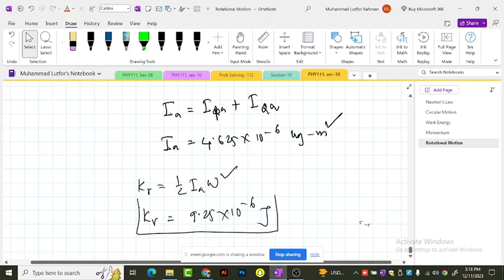That amount of energy will be required to rotate this composite object around the point A at the angular velocity 2 rad per second. That's how we handle this.